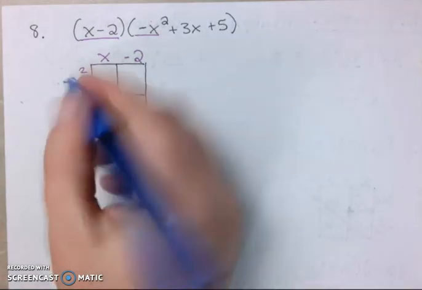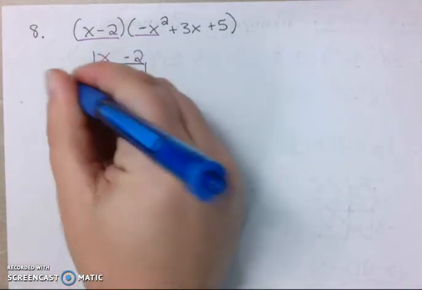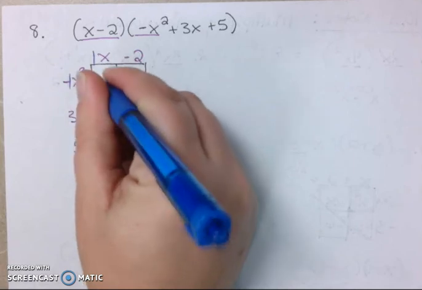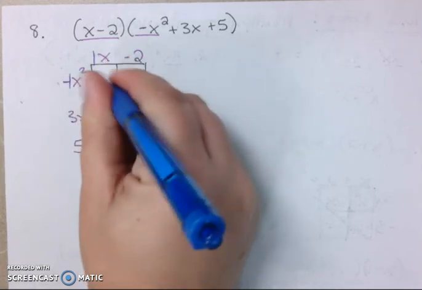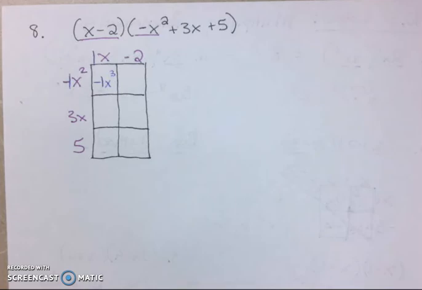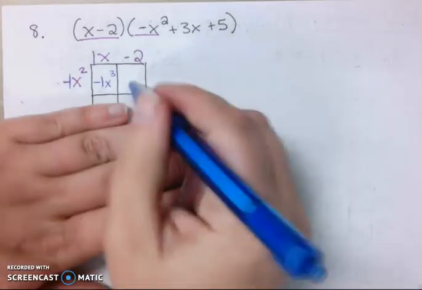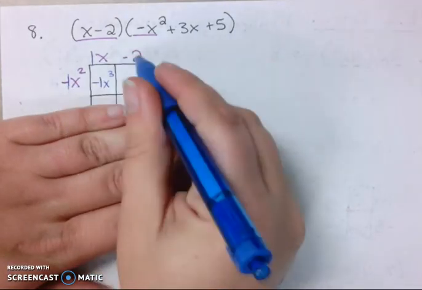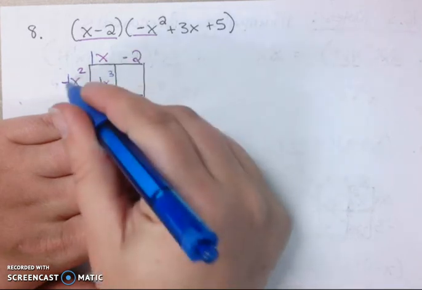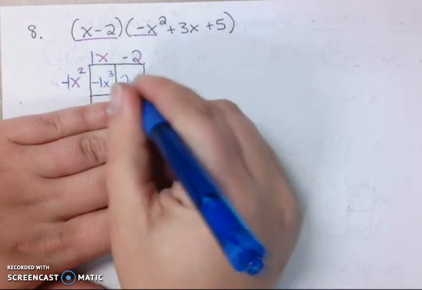So negative, you can treat these as ones. Negative 1 times 1 is negative 1 still, and x squared times x is x to the third. Okay, so this box, negative 1x squared times negative 2. So negative 2 times negative 1 is positive 2x squared.